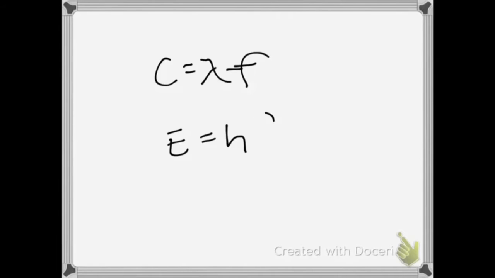About using the wave equation. So we have two equations here to use for our wave equations. Oops, that's an F. We have C equals lambda times F and E equals H times F. So the first thing you need to do is know what all those symbols mean.